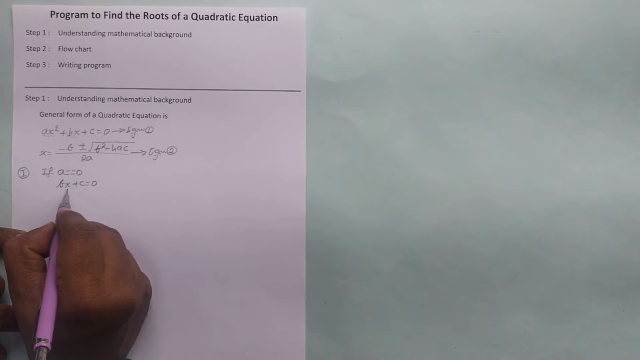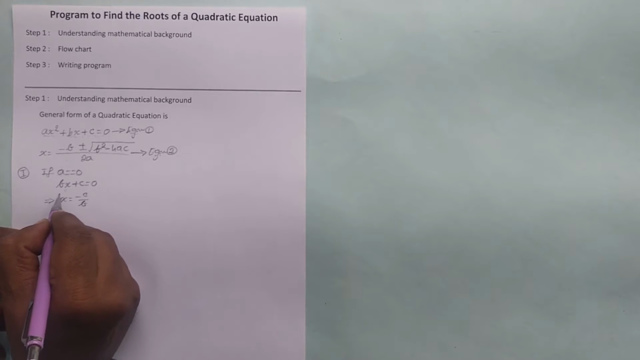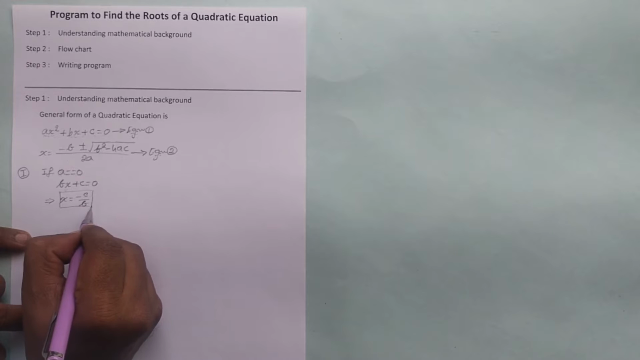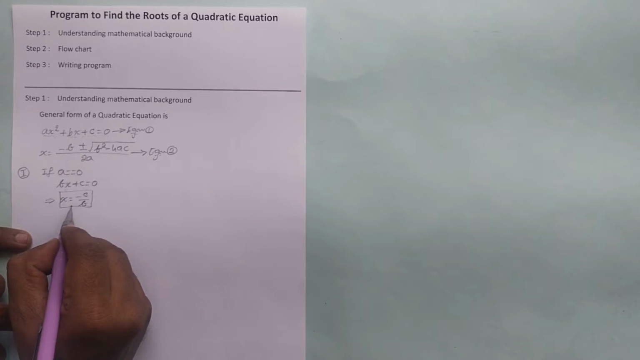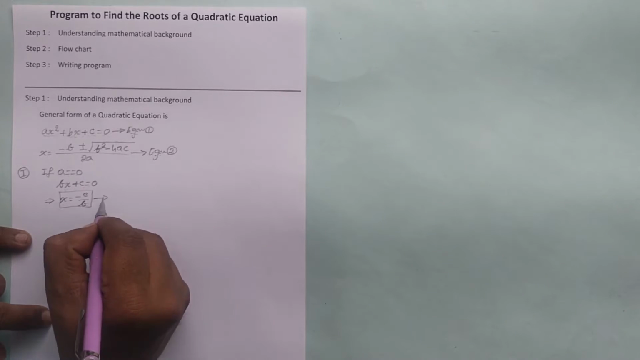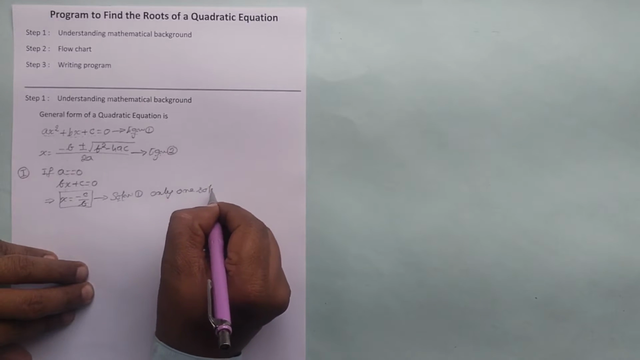So we could not find the value of x using the quadratic expression. Directly, let us find the value of x. x is equal to minus c by b. We got only one solution. Why? Because whenever a is equal to 0, the expression becomes a linear equation. So we got only one solution, that is x is equal to minus c by b. Let us call this solution 1.